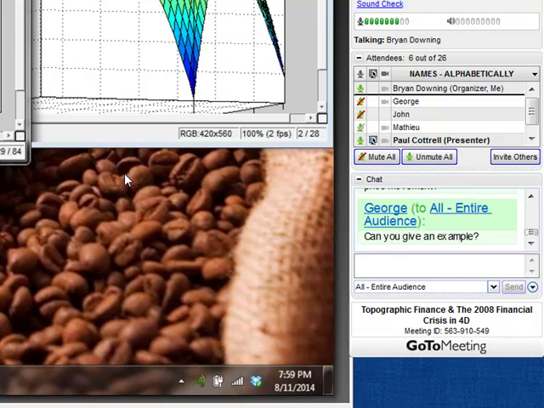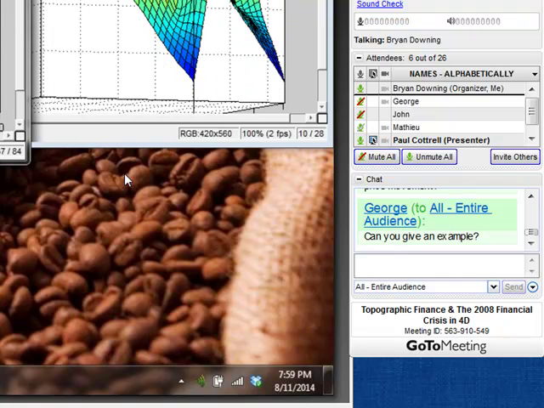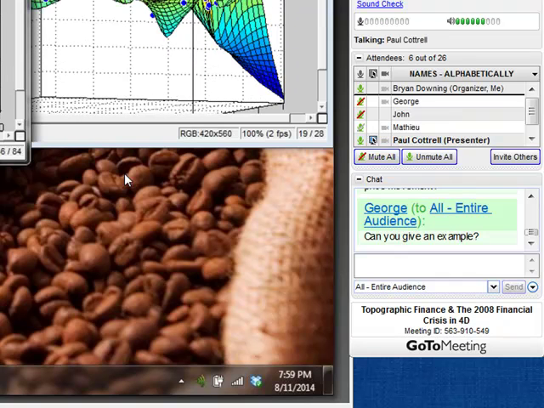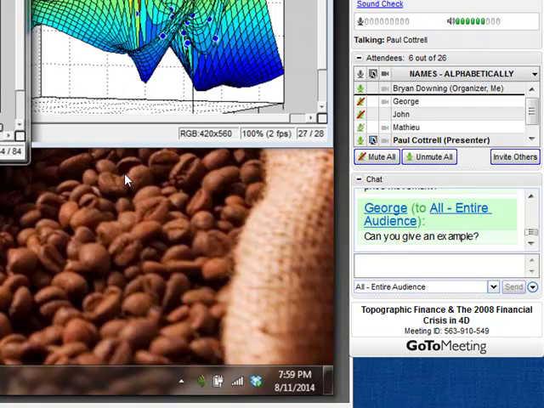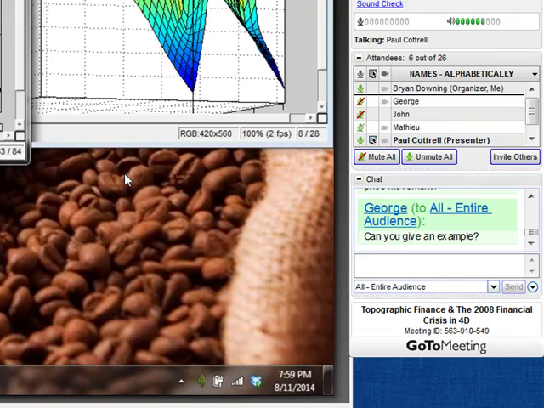Okay, but I guess you've already answered the question. He was looking for a specific example. But it depends. Again, it's like a price chart. Some traders prefer to trade at certain moving averages than others.